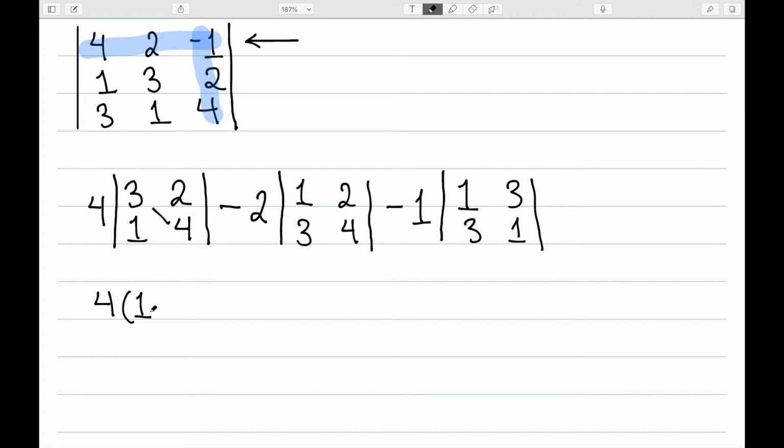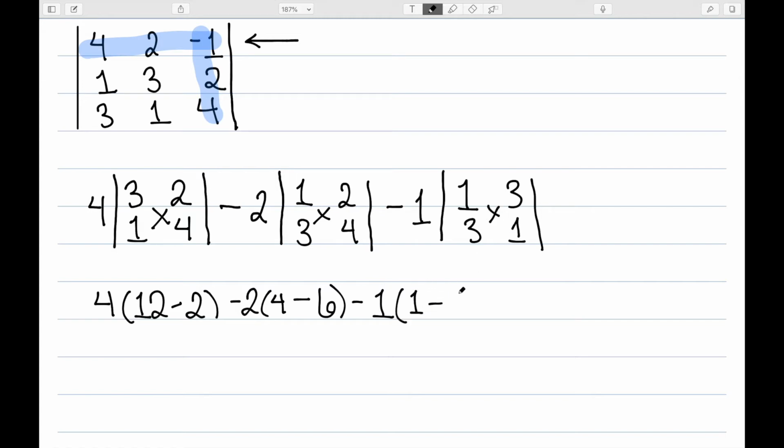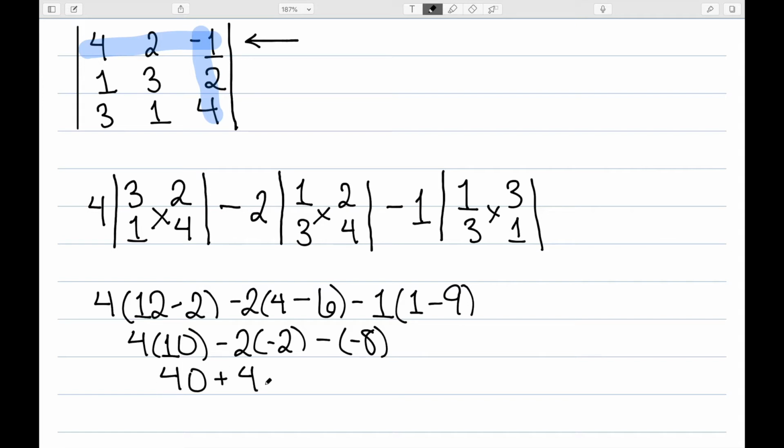This would be 12 minus 2. This next one would be 4 minus 6. And this last one would be 1 minus 9. So this is 4 times 10, minus 2 times negative 2, minus negative 8. That gives me 40 plus 4 plus 8, which gives me a determinant of 52.